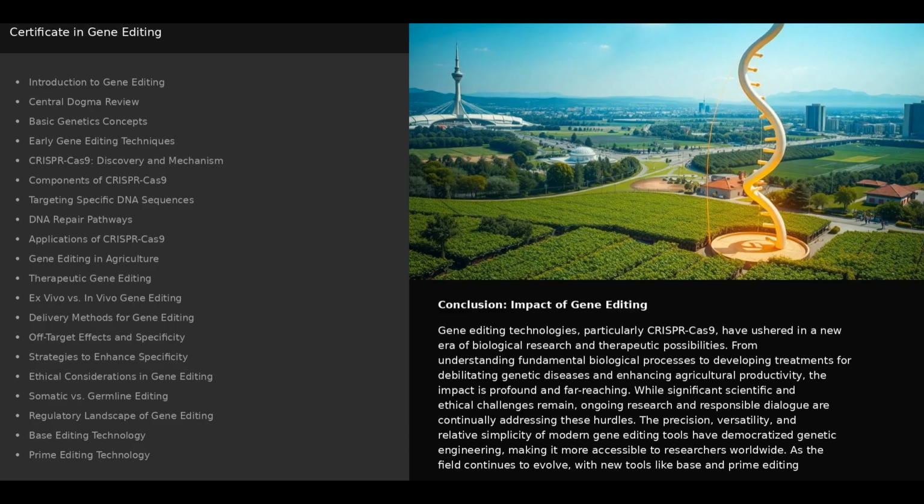The precision, versatility, and relative simplicity of modern gene editing tools have democratized genetic engineering, making it more accessible to researchers worldwide. As the field continues to evolve, with new tools like base and prime editing emerging, the potential for transforming human health and the environment will only grow. This certificate program has provided a comprehensive overview of these revolutionary technologies. The future of gene editing holds immense promise for addressing some of humanity's most pressing challenges. It is a testament to human ingenuity and the power of scientific discovery.